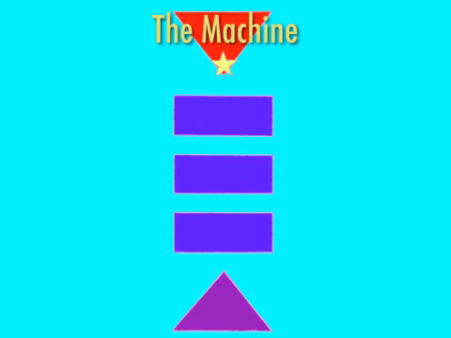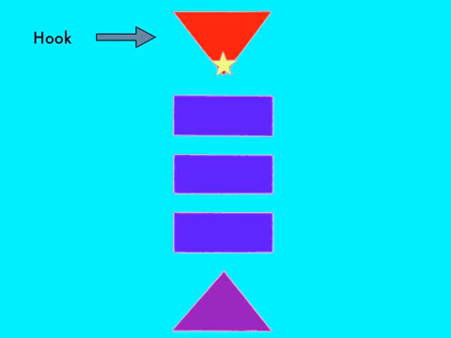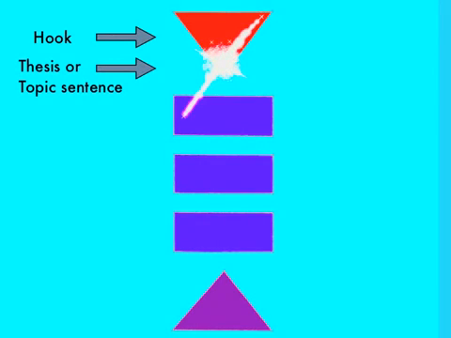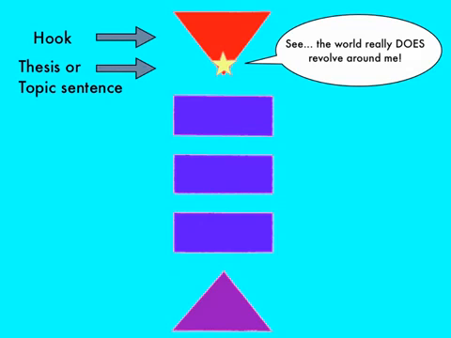Look at this diagram. It's pretty simple. The triangle on the top represents the beginning. It'll open with your hook and end with your thesis or topic sentence, represented by this little gold star here. I drew a star because the thesis in an argument essay, or topic sentence, which is what you use in an explanatory essay, is kind of the star of the show. It is the single most important sentence in the entire essay because everything else in the essay is there to serve that sentence.